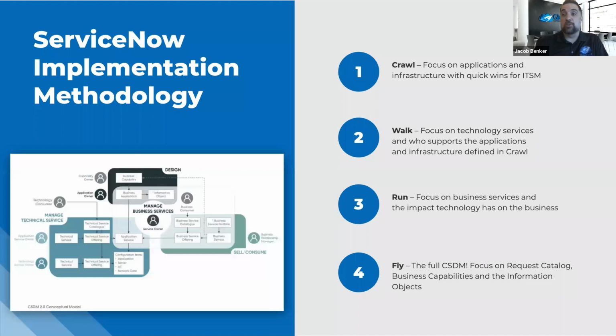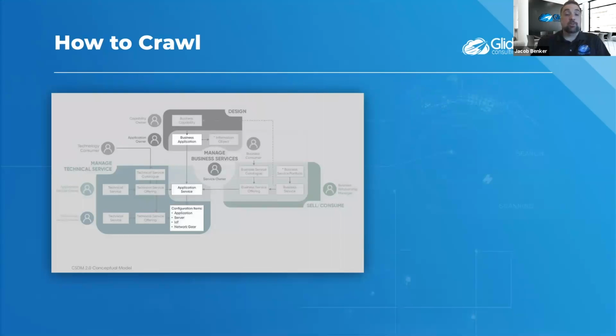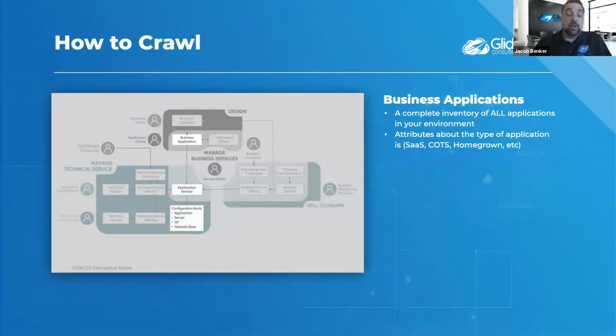Because as I said, once you get to run, you're just switching your focus. The tables are really still the same. How do you start to crawl? So you can see here, you've got 3 areas of focus. The first one is business applications. So what is a business application?